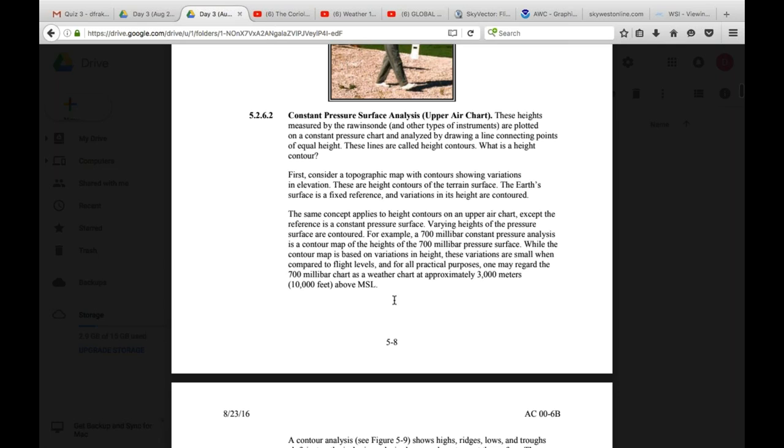The big one you would use for aviation as far as planning flights is the 500 millibar chart. That's around 18,000 feet, and that's a lot of where our steering winds are. So most of the time when you look at there, that's going to be where everything is moving from.